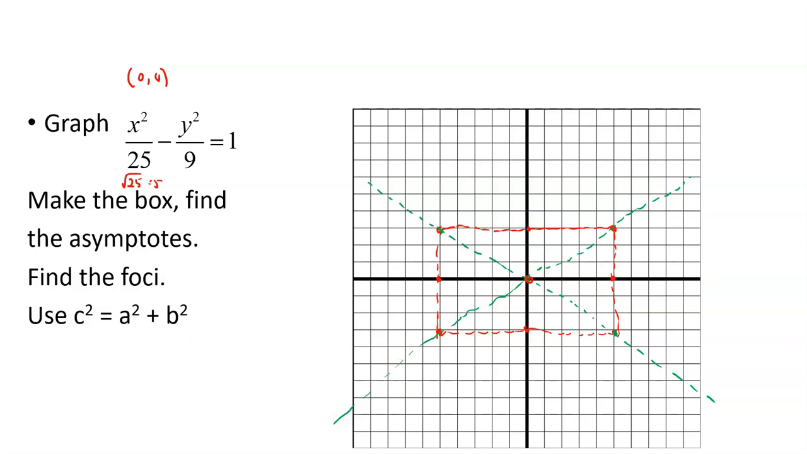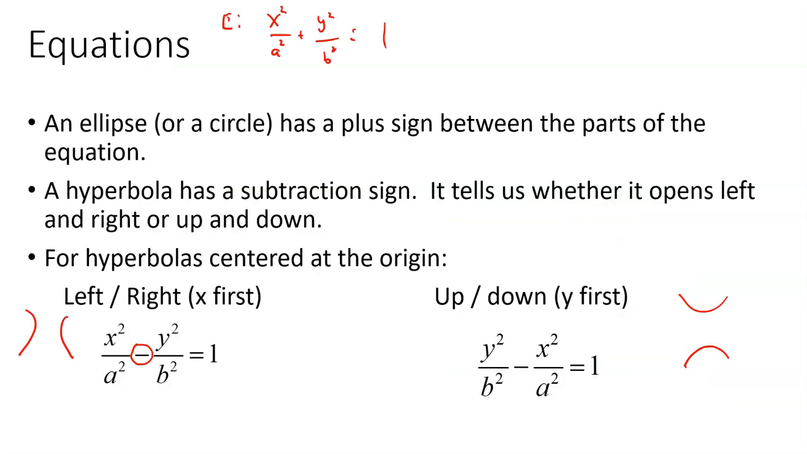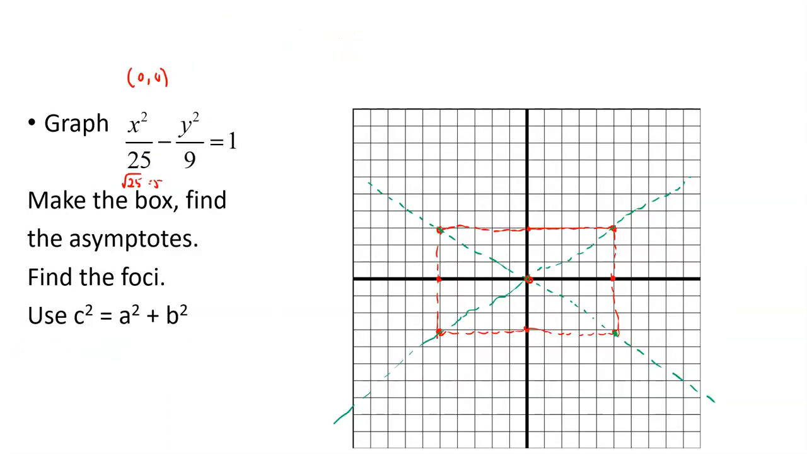Next question is, which way does it open? Well, if the x squared is first, which way did we say x squared first opens? Left and right. So that means that this is one vertex over here. That's another vertex over there. When we draw this in, we're going to draw it in such a way that it follows the asymptotes and the box we just made.